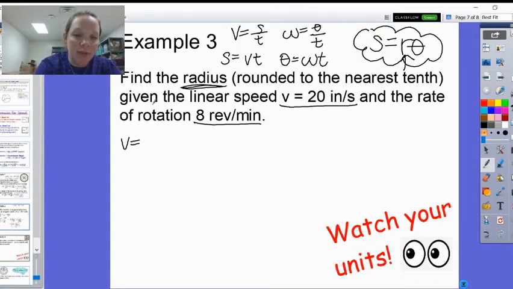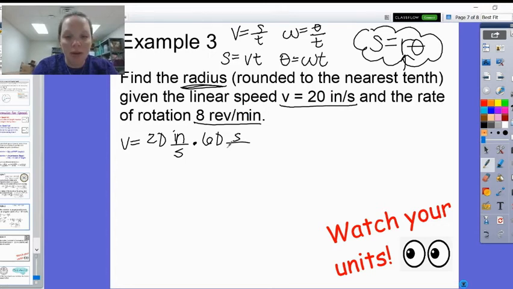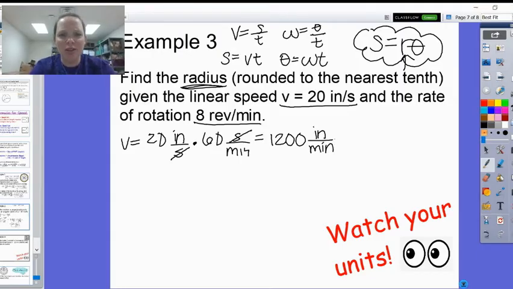Okay, so we have v equals 20 inches per second. We need to convert that into minutes so that we're using the same unit of time. So I'm going to multiply that by 60 seconds per minute. Cancel my seconds. So this is traveling 1,200 inches per minute. Okay, so now we're in the same unit of time. It's a little bit easier to compare all of these speeds with each other.